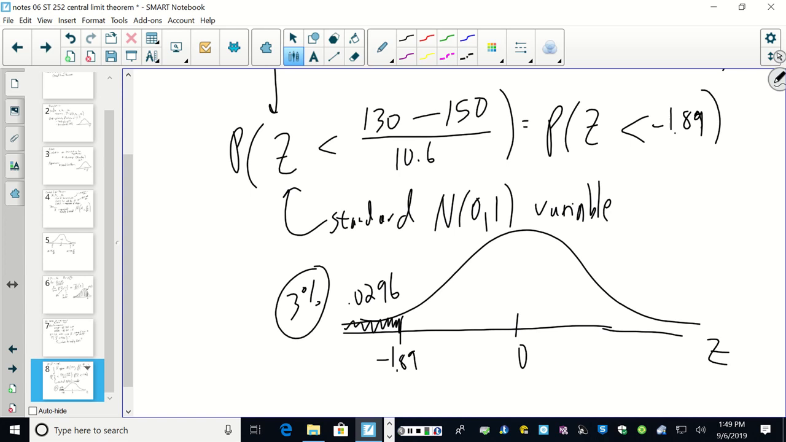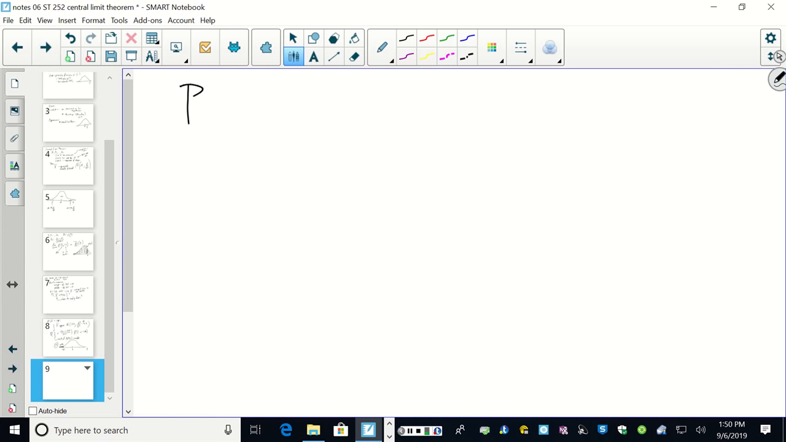What's the chance that we're greater than 170 euros? Same. It's symmetric. So we can answer other questions based on this. What's the probability that our average tips is greater than 170 euros?